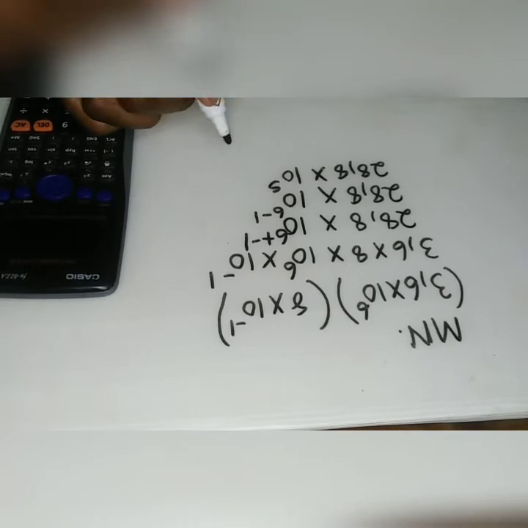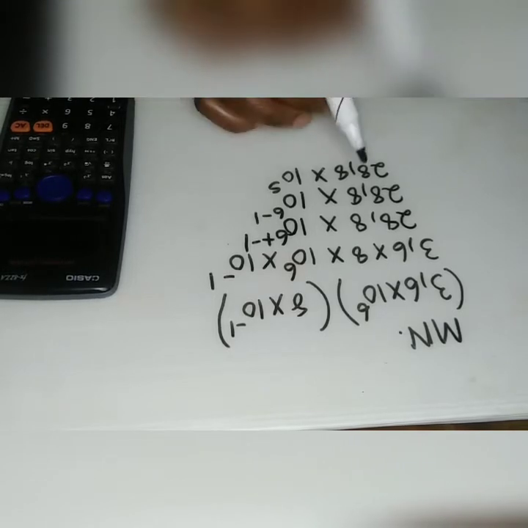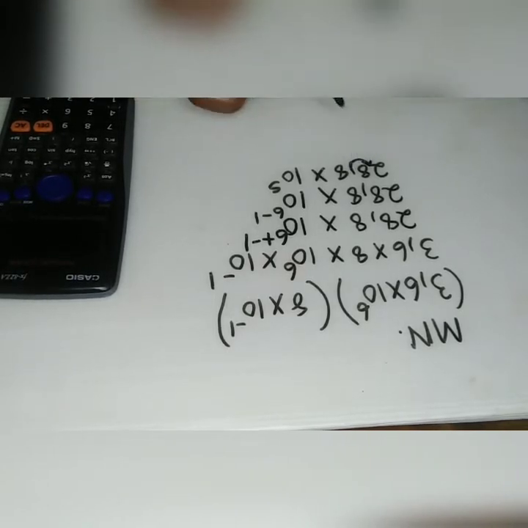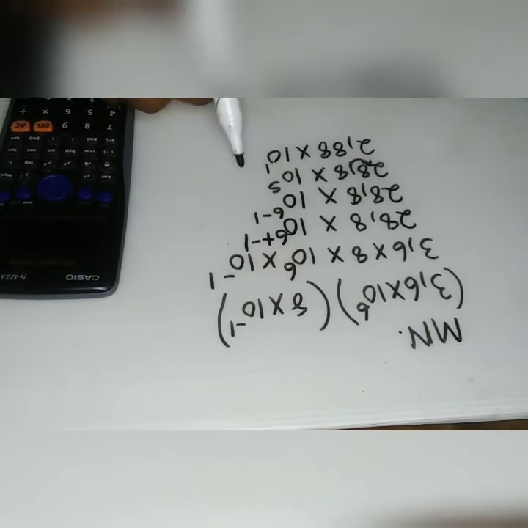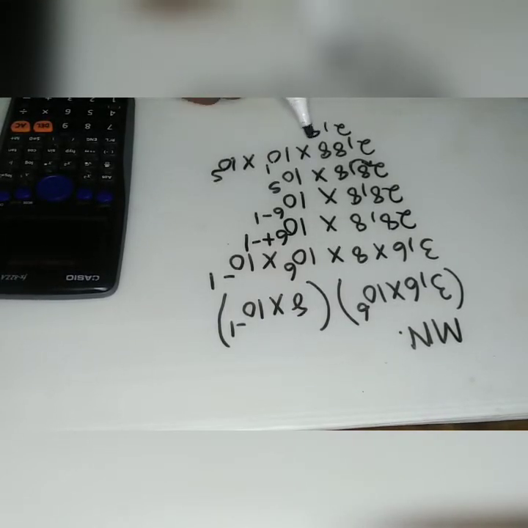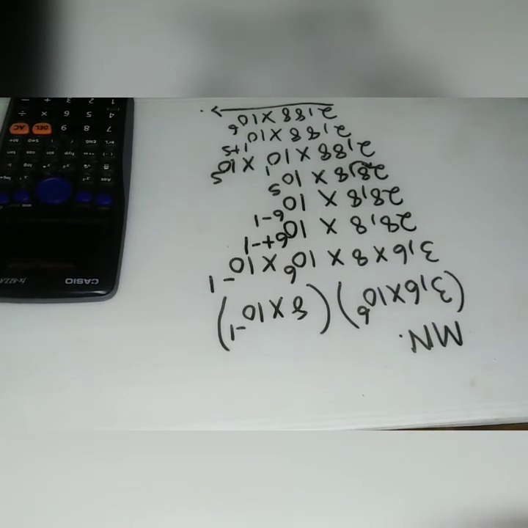Most people, they leave it here. You are not yet done. 28.8, it's not yet in standard form. Remember, our numbers in standard form, they range between 1 to 9. So 28 is above the range. So you need to move one step to the left. Then this will be 2,88 times 10 to the power 1 times 10 to the power 5. So now our final answer is 2,88 times 10 to the power 1 plus 5, which will be 2,88 times 10 to the power 6. Hopefully you guys are following. That's all for number 1.